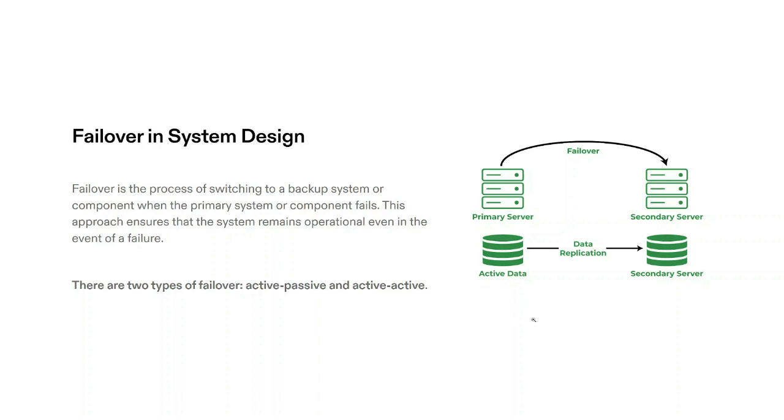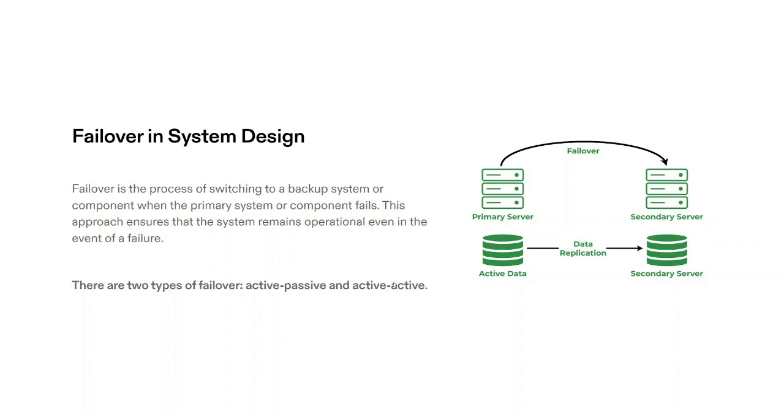But for some reason, it goes down. Now we also have a secondary server. So all the user requests coming here will be diverted to the secondary server, and whatever data is stored by the primary server is also replicated simultaneously to the secondary server. So whenever the secondary server has to come into action, it has the latest data available with it. So this failover can be of two types.